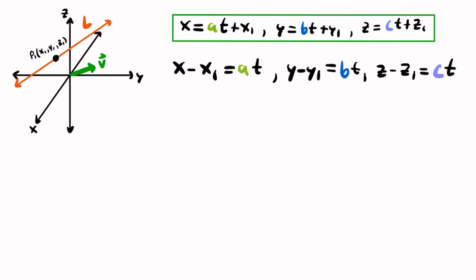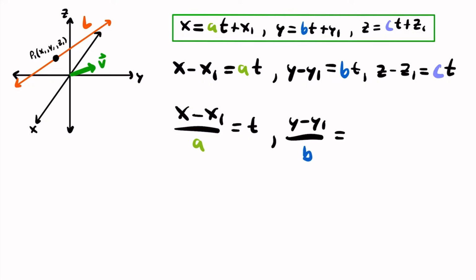And so if we do that, we'll have x minus x1 divided by a is equal to t, and then y minus y1 divided by b is equal to t, and then z minus z1 divided by c is equal to t. Okay, and so now for each of these parametric equations, we have some expression involving the coordinates of our specific point on the line and the direction numbers from the direction vector, and they're all equal to that parameter of t, and so what we can do is set up something called a symmetric equation.